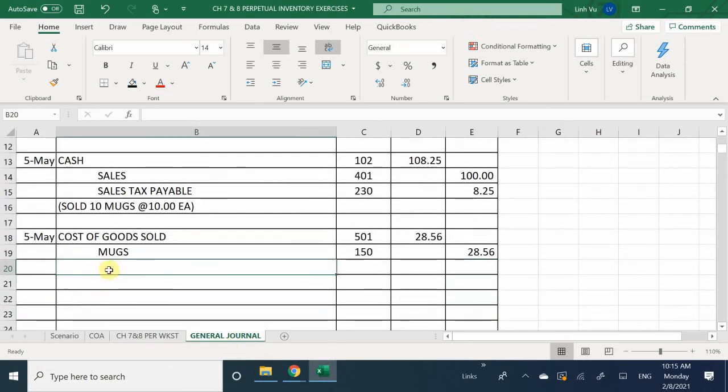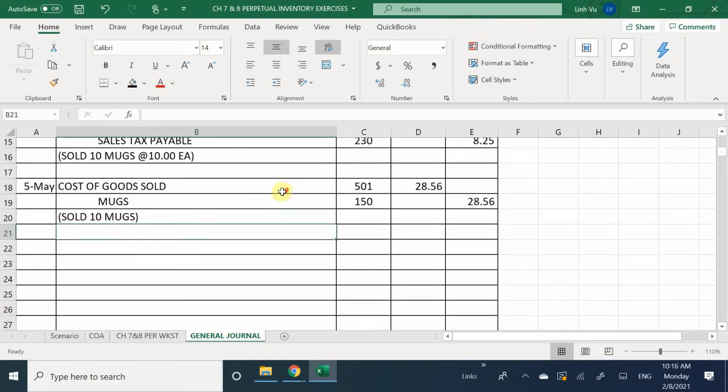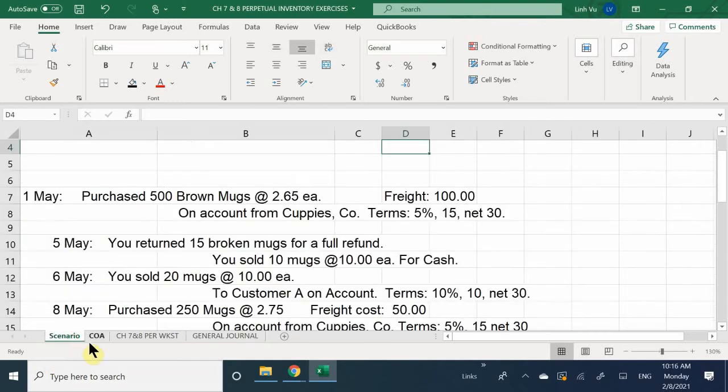So in this one, you can choose to do either or when you're updating your inventory. So in this case, I'm going to make sure I sold 10 mugs. Okay. All right. So then let's see what has happened next on May 6th.